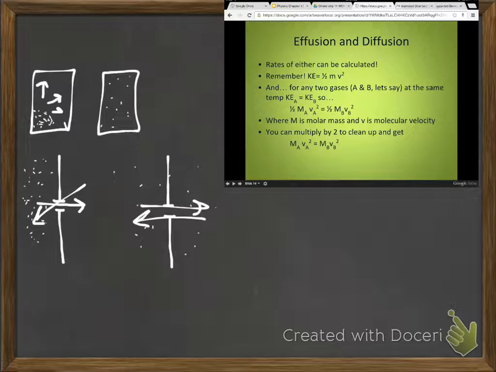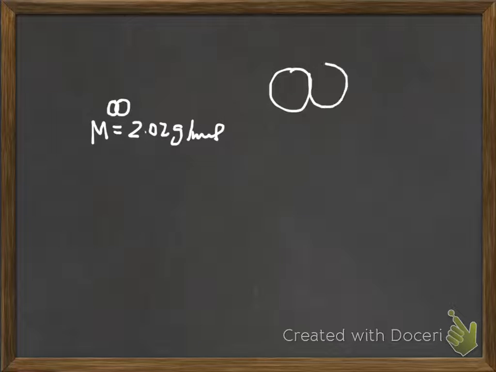Now, all of that aside, and there's a big, long derivation we can do with this, we're not going to. I just want to talk a little bit about my little friend here. Molar mass, 2.02 grams per mole. So I should make that a big M. And my other friend here, mass 32.00 grams per mole.